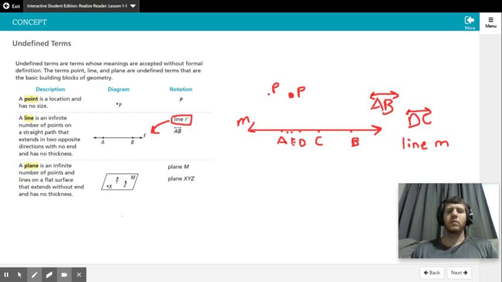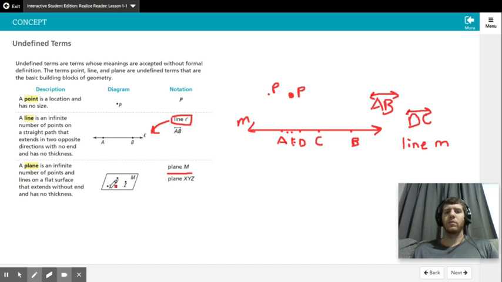The plane is going to be two dimensions. You have an x-axis and a y-axis on your coordinate plane, so that gives it two dimensions. So any flat surface, and it's going to extend out forever in all directions. Okay, to name a plane, just like the line, where you had this little L here, this is going to have a little capital letter in the corner, M. So we can call it plane M.